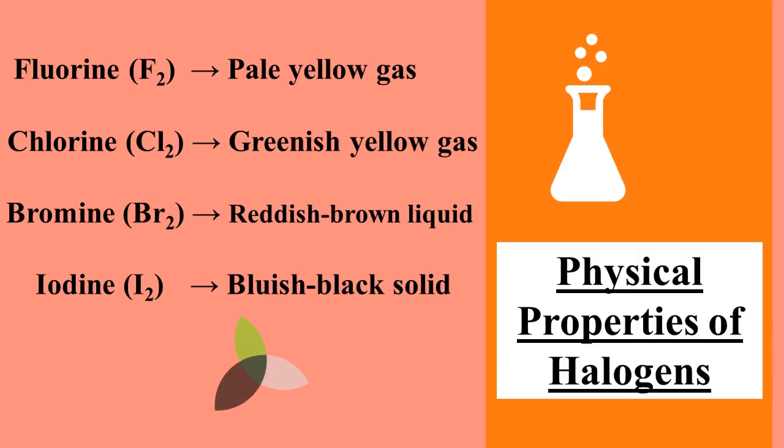Physical properties of halogens. Fluorine and chlorine are gases. Fluorine is a pale yellow gas while chlorine is a greenish yellow gas. Bromine is a reddish brown liquid while iodine is a bluish black solid.